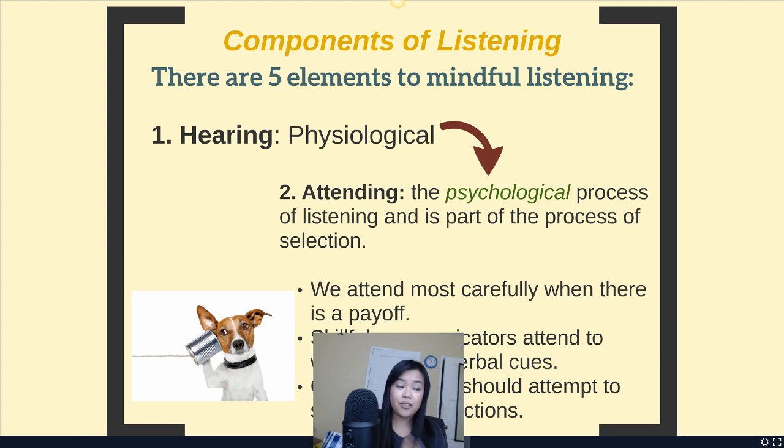So the first one is the physiological aspect. You have to be able to hear that person. You can't engage in mindful listening if you're talking to someone over the phone and the phone is breaking up and you can't even hear what they're saying.